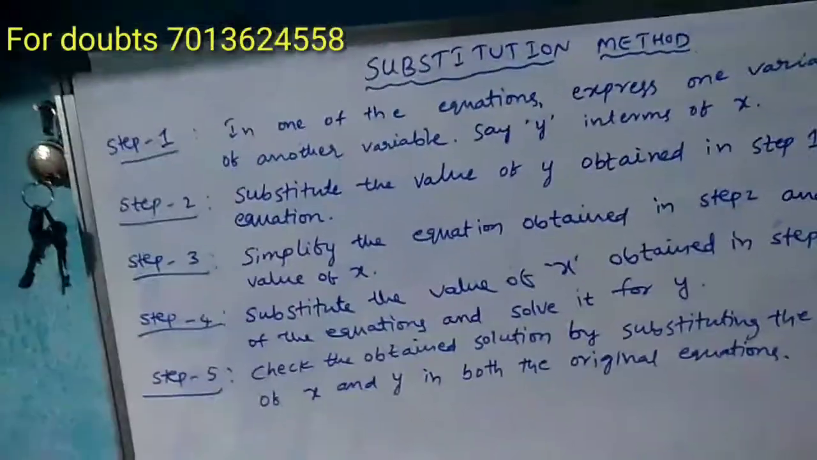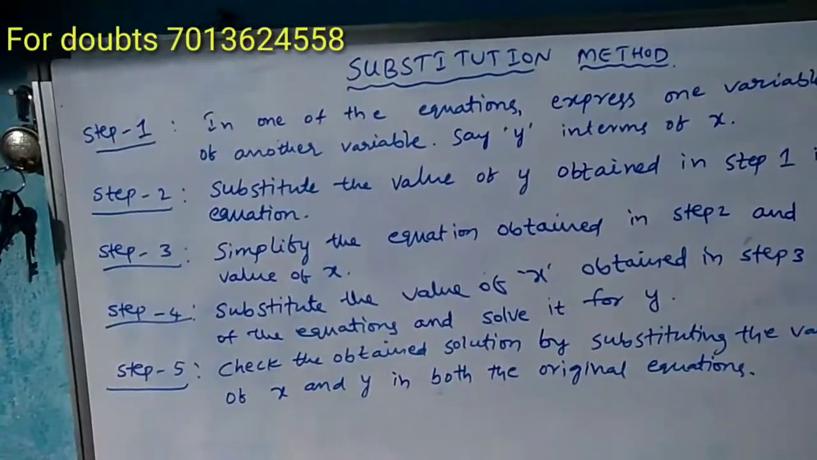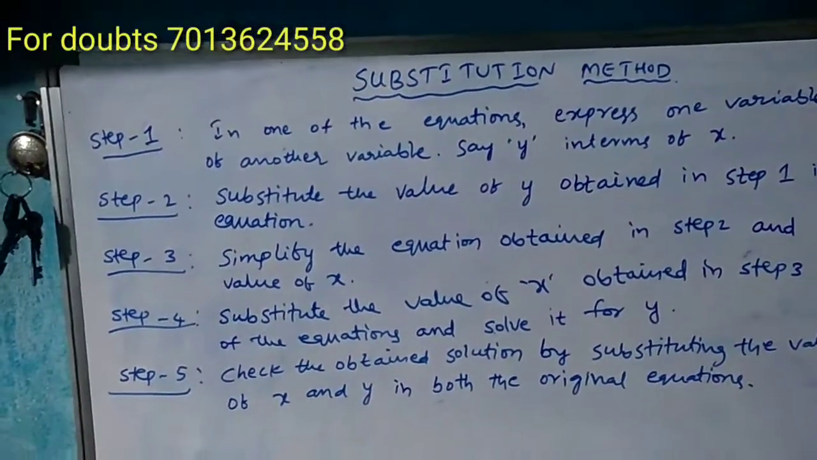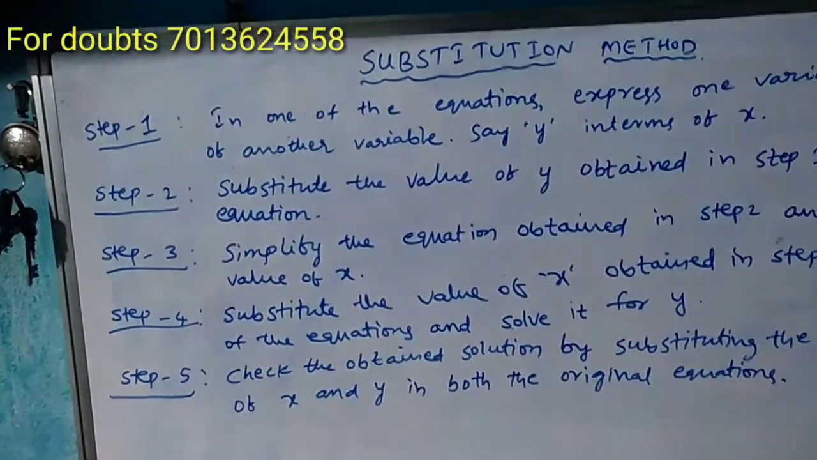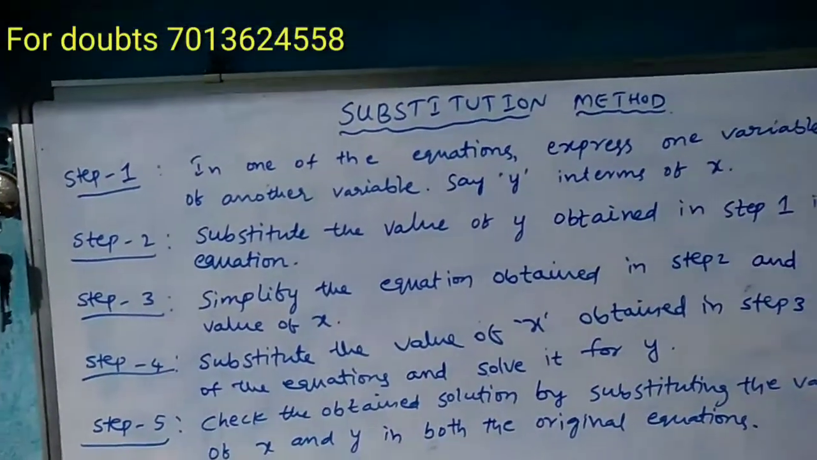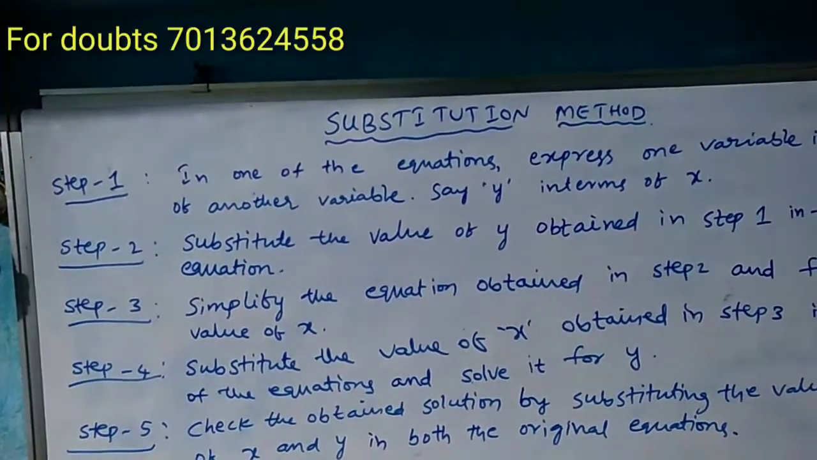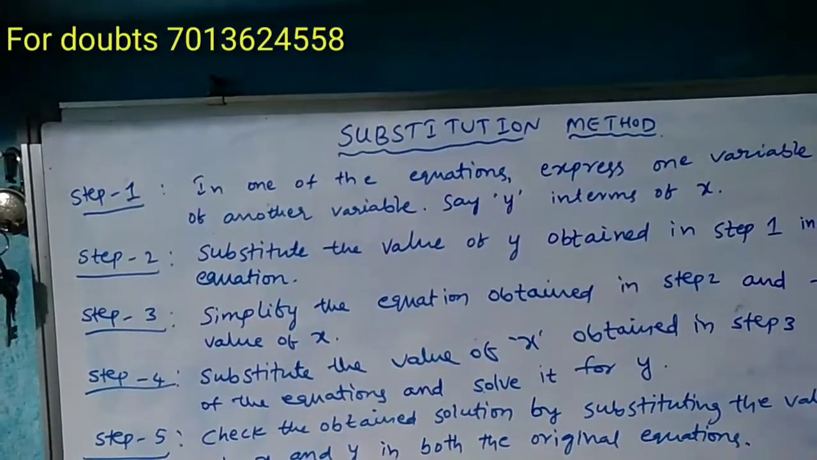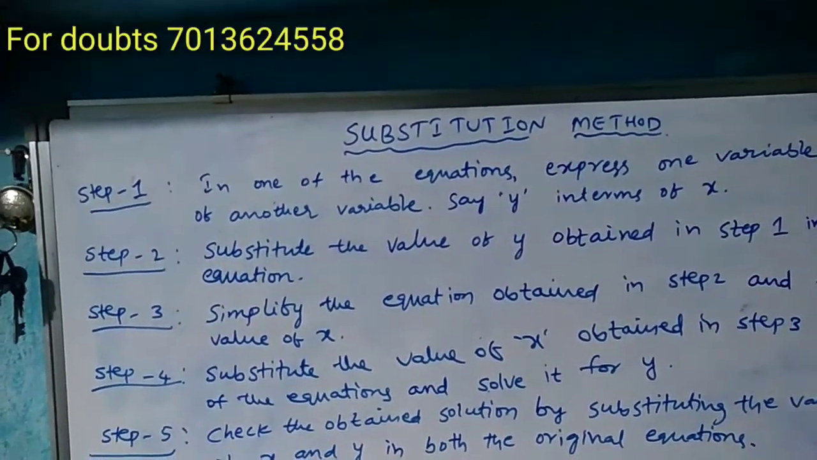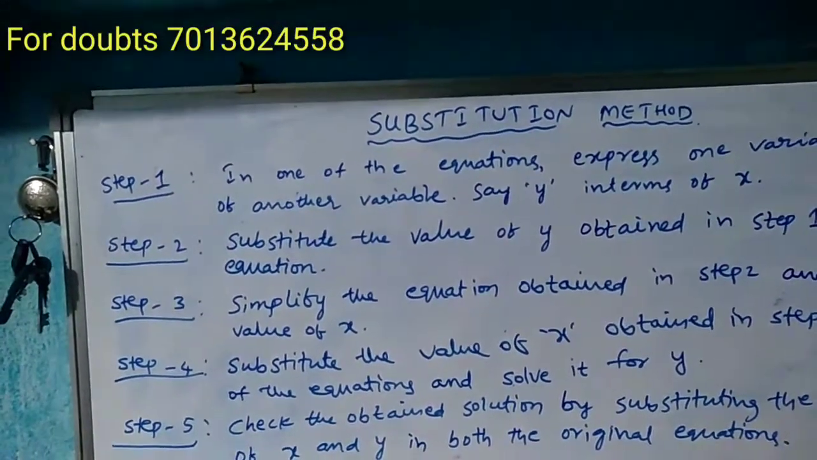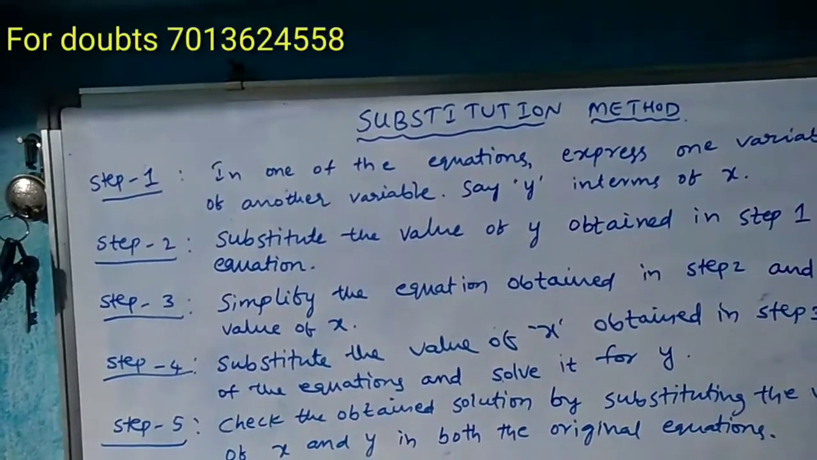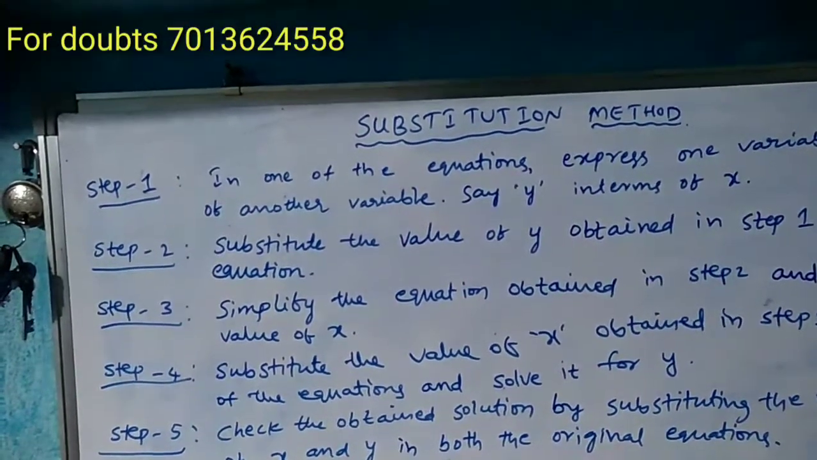So now, substitution method, we have 5 steps. In step 1, what we are doing means, in one of the equations express one variable in terms of another variable, say y in terms of x. This means we have two equations. Let both equations be 1 and 2.